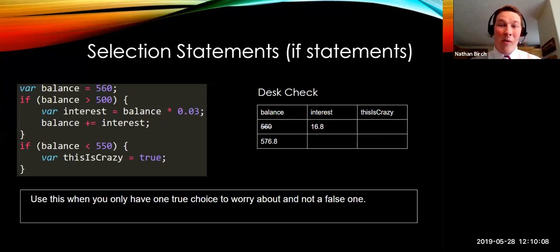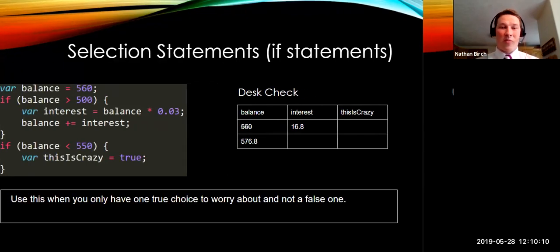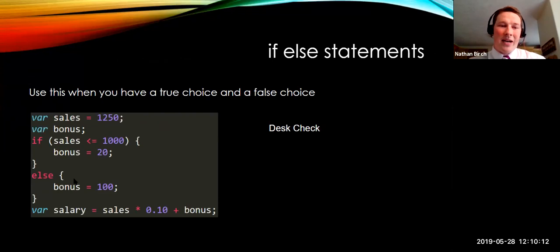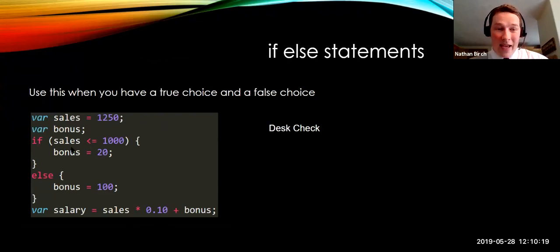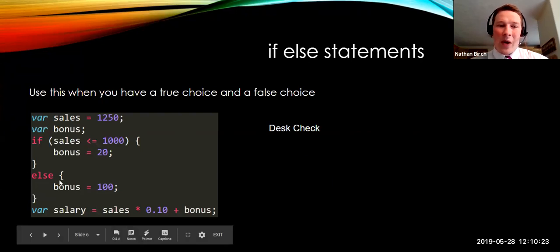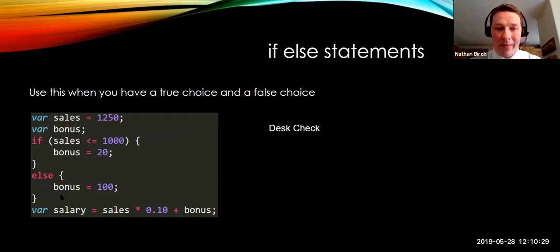But if there's more than one condition that you have to check for, let's say I wanted to just check to see if somebody was on time or not. I could say if time is less than or equal to 9, then they're on time. Else, they weren't on time. So I could use an else block of code to define anything that's opposite the if statement.